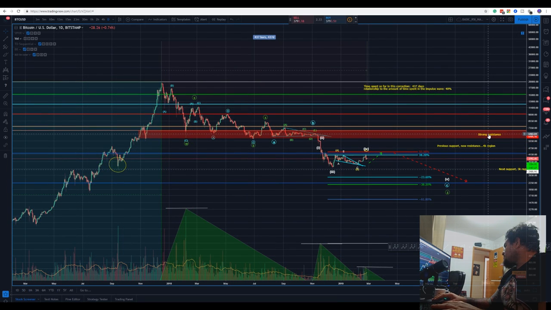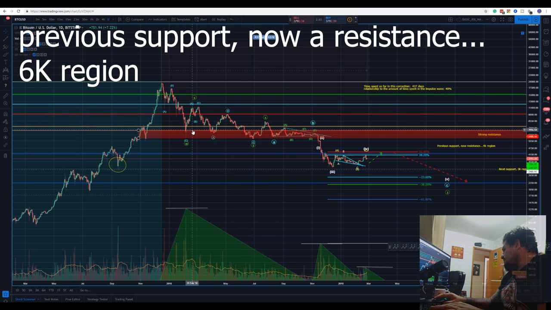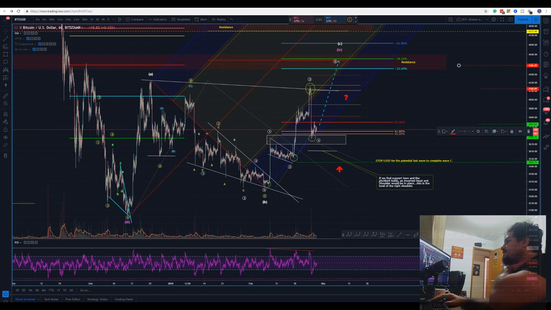If we challenge this strong resistance here, the 6K region, and we go above it, then I would believe that the bottom is in. The bottom is in only if we go above 6K and hold it. Because remember, this resistance was there for the whole of 2018, really difficult to break. And when we broke it, now it's a strong resistance. I think that's enough for Bitcoin, guys.